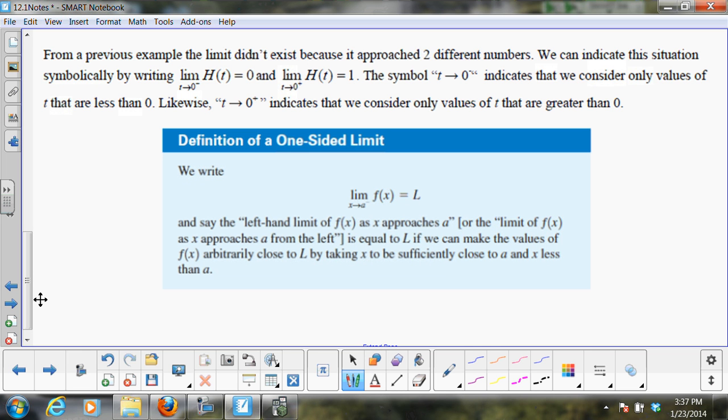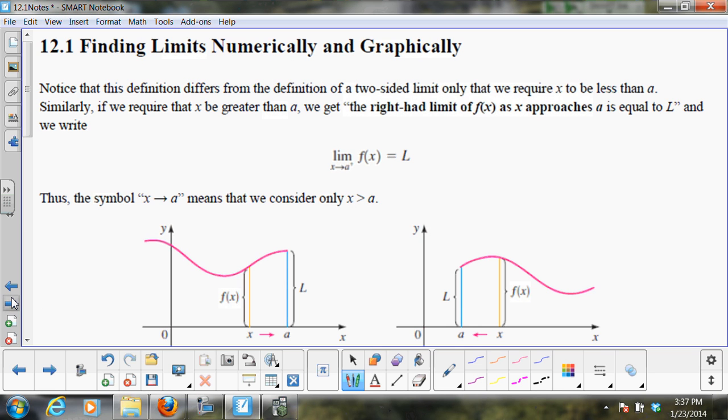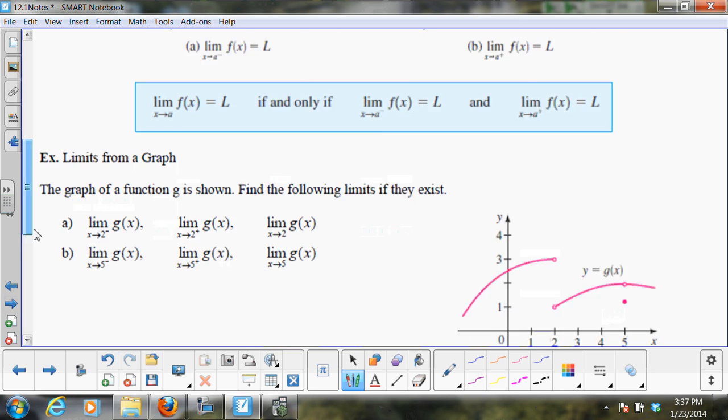You can read all this stuff on your own, coming from left and right. It will just be denoted by a little sign up there. Left would be negatives, right is positives. You can read all that stuff.